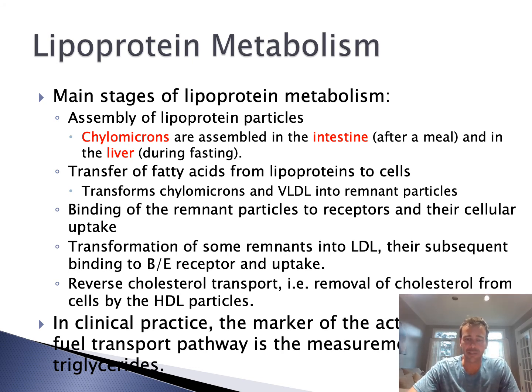You get transformation of some of the remnants into LDLs, their subsequent binding to ApoBE receptors and uptake, and then the reverse, where you get cholesterol transport or removal of cholesterol from the cells by the HDL particles. So we talk about your cholesterol levels and your triglycerides. The marker of the activity of the fuel transport pathway, which we'll talk about, is the measurement of plasma triglycerides. Let me explain a little bit more what I mean there.